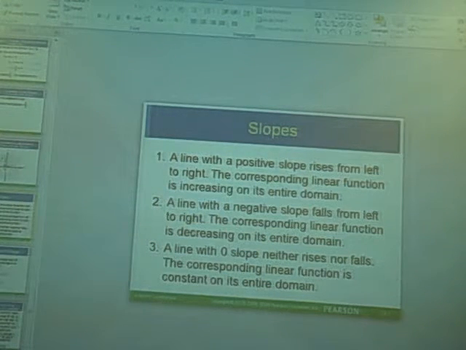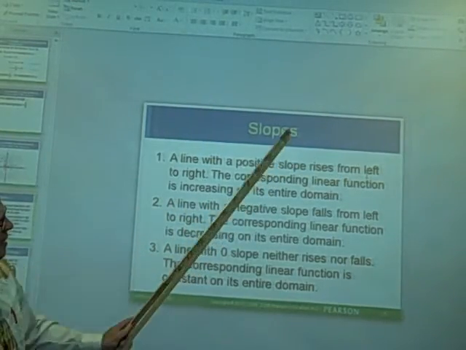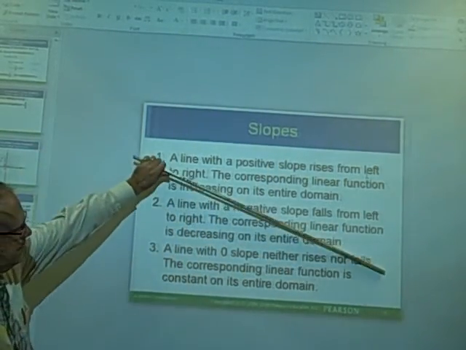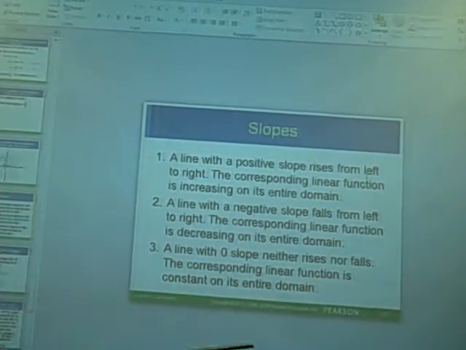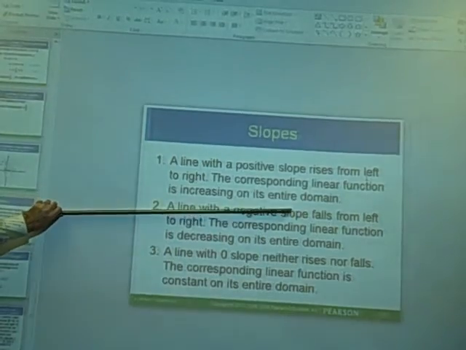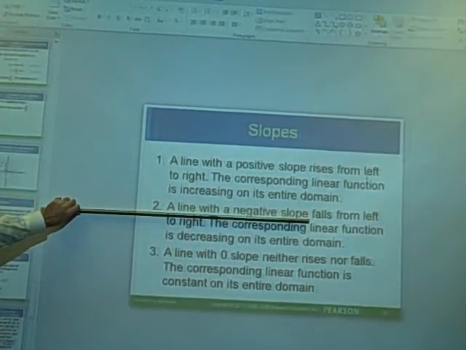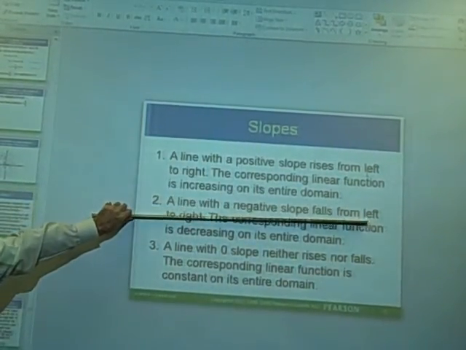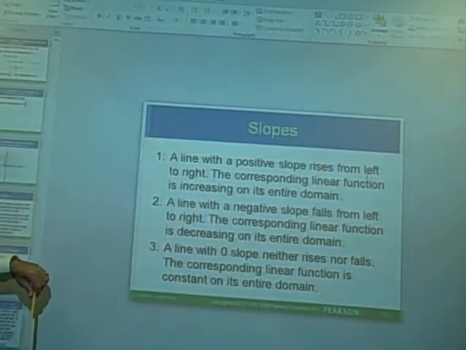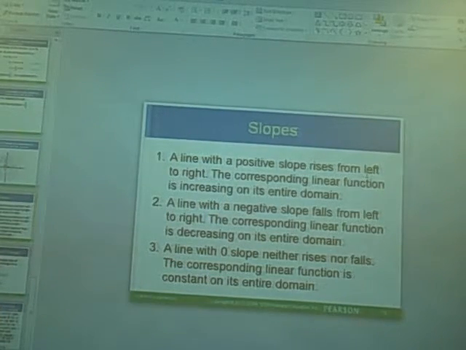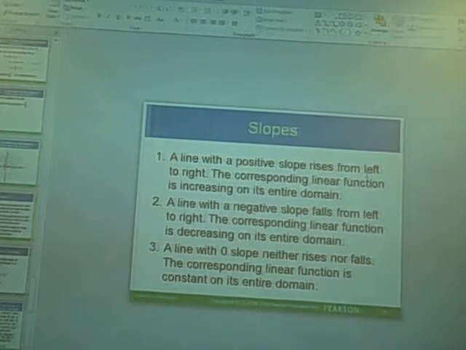A line with a positive slope rises from left to right. It goes up. It moves up. A line with a negative slope will fall down from left to right. A line with a 0 slope goes straight across, parallel to the x-axis. There's no slope. It does not move up. It does not move down. It's just 0.